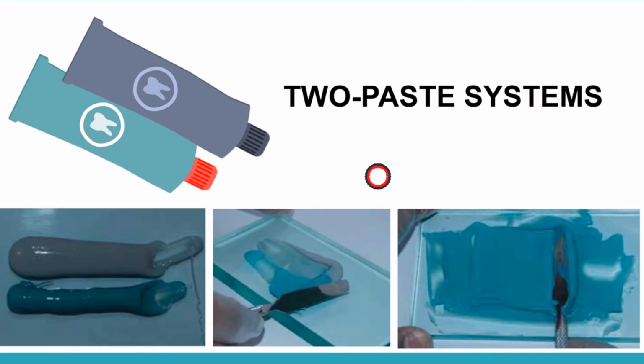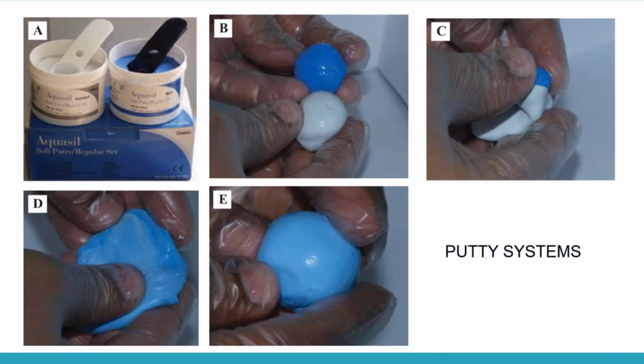Okay, then we have the toothpaste system. Here you can see we have toothpaste. We take out an equal quantity on a glass slab and we mix them, making sure that there are no streaks of the material visible. Mixing time is 45 seconds to 1 minute, so we get a uniform color of the material without streaks.